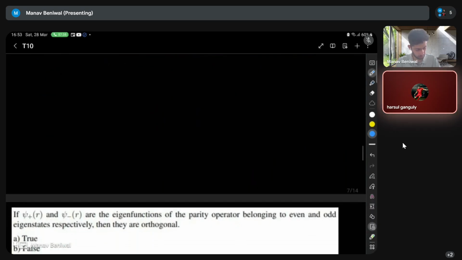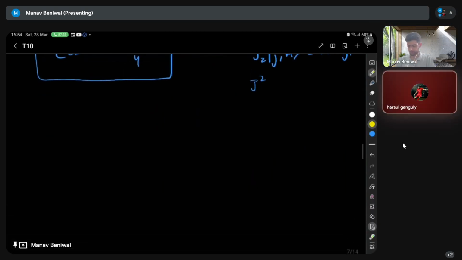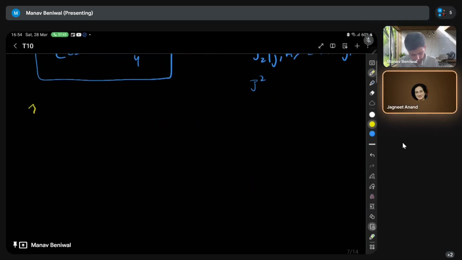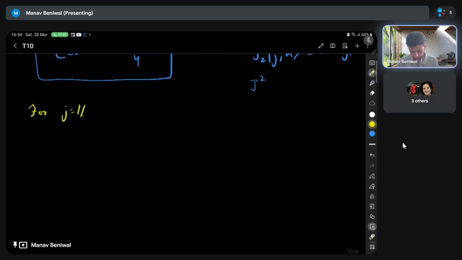Sorry for that. It is given that j is half, right? So we can write our jk as h cut by 2 sigma k. So jx will be h cut by 2 sigma x, and jy will be h cut by 2 sigma y, and jz will be h cut by 2 sigma z.